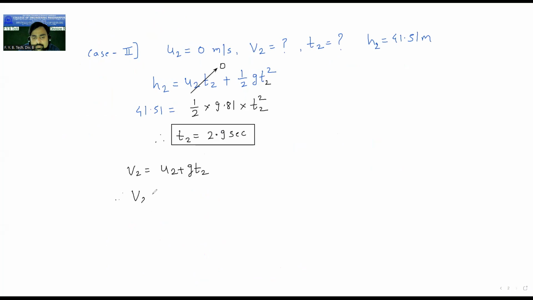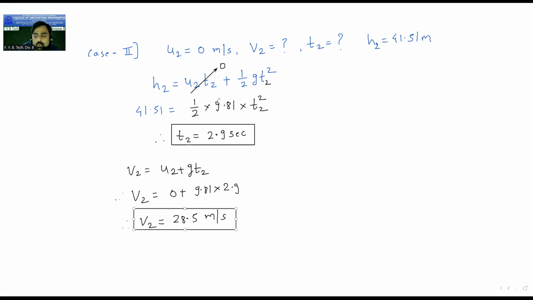So therefore V2 is equal to U2, which is 0. So again this term is 0 plus 9.81 into T2. आता व्हॅल्यू आपल्याला मिळालेली आहे. T2 is 2.9. Therefore what is V2? 28.55. 28.44 का 55? 55. Okay, 28.4, 28.5. कुठलाही आन्सर घ्या. Meter per second. This is the answer.